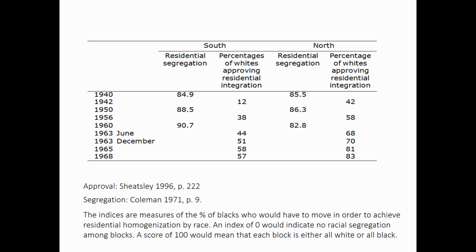Well, how can we measure tolerance? Here we have the second column that says the percentage of whites approving residential integration. So the lower these numbers are, the more racist the whites are.